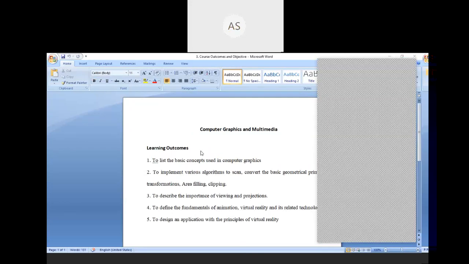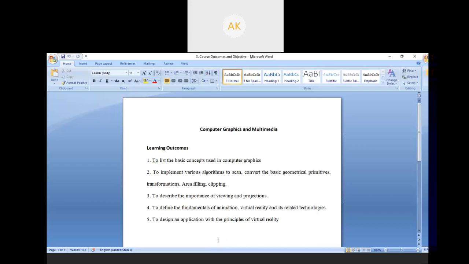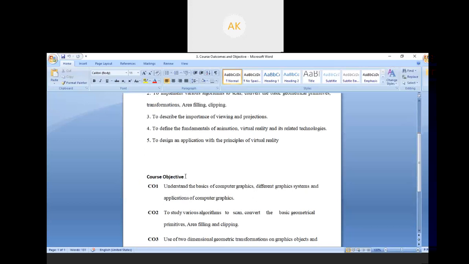The learning outcomes mean whatever you will be able to perform after learning this topic. Yes, exactly. Learning outcomes mean after completion of this subject, you will be able to perform, or you will be able to know about these six defined outcomes after completing the course. And course objective means before we start the subject, what are our objectives of this course?